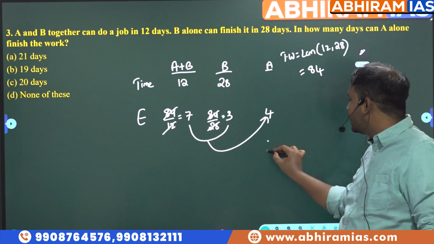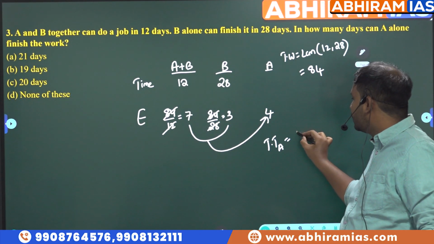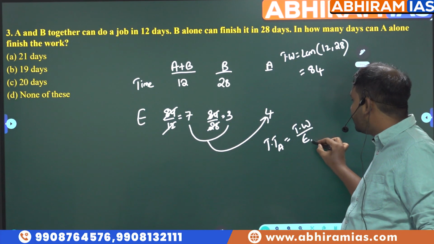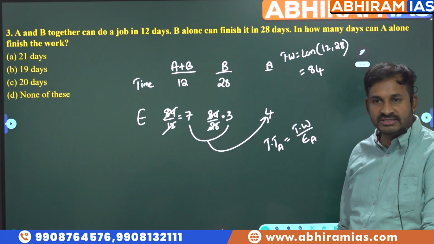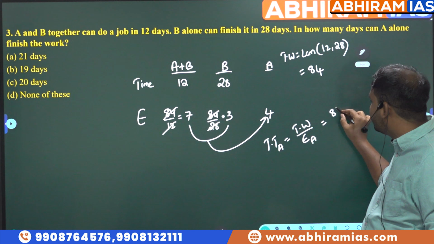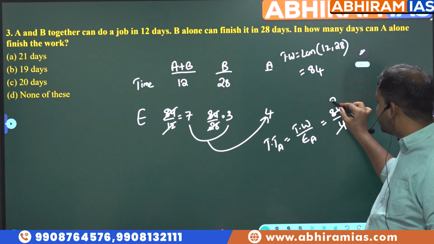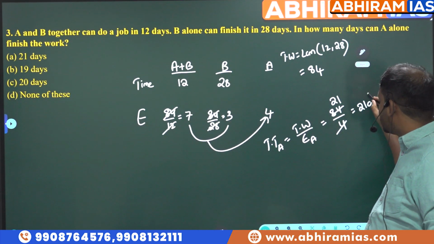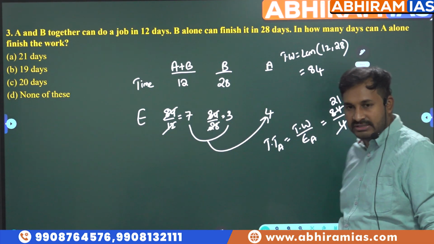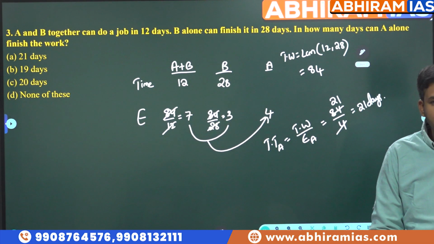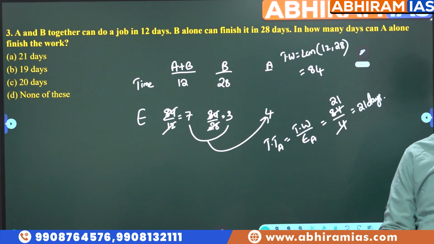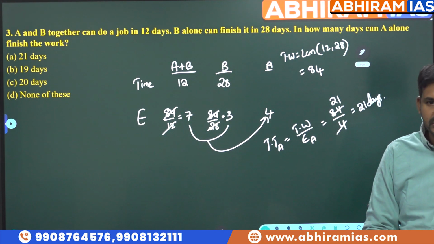Now time taken by A means what do we write? Total work by efficiency of A. What is total work for us here? 84, and A's efficiency is 4. 4 twenty-ones are 84. So A can finish the job in 21 days. Like this, we are going to solve the entire time and work problems.